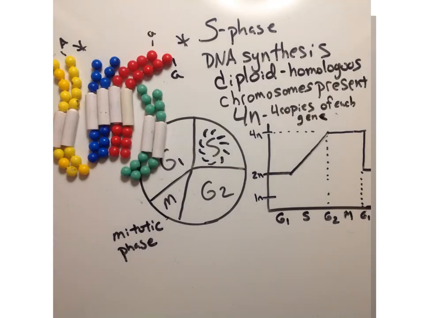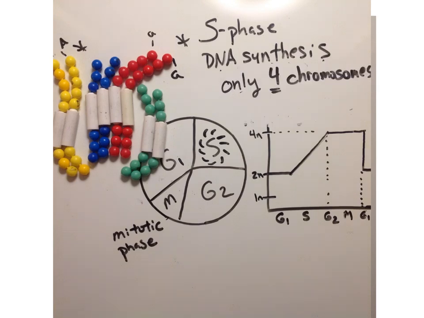At the end of S phase, this cell is still diploid. It still has 2 of each chromosome, or a homologous pair. But now every chromosome is made of 2 identical copies, the sister chromatids. There's twice as much DNA in the cell. There are now 4 copies of every gene. So the amount of DNA in the cell is 4N.